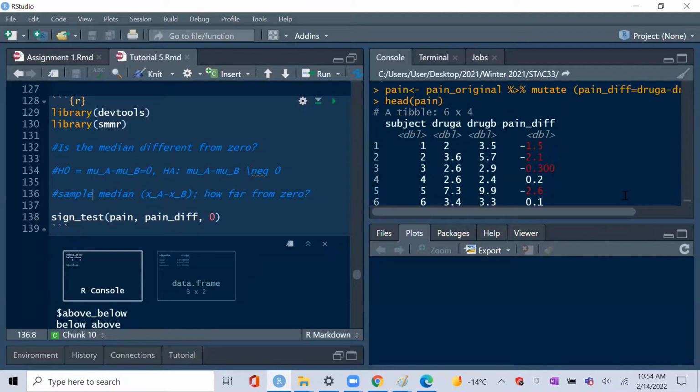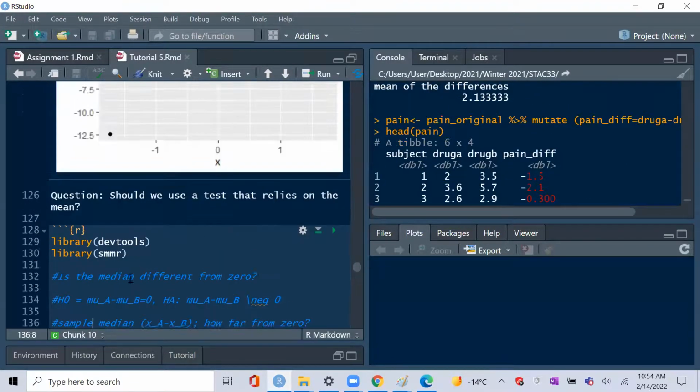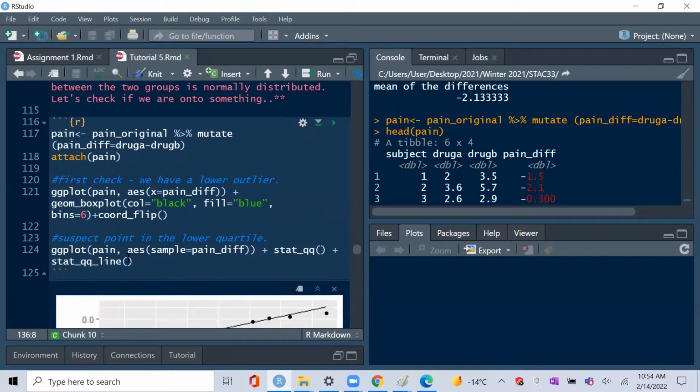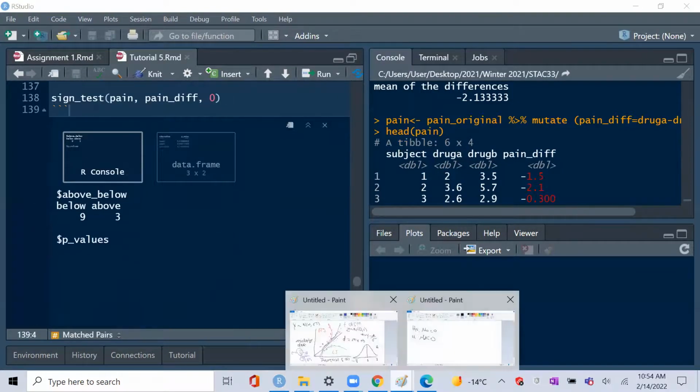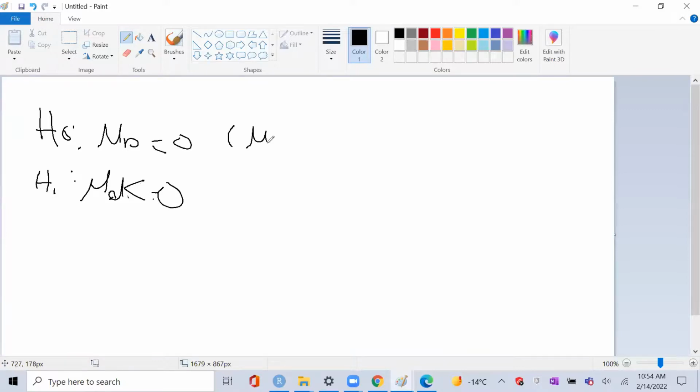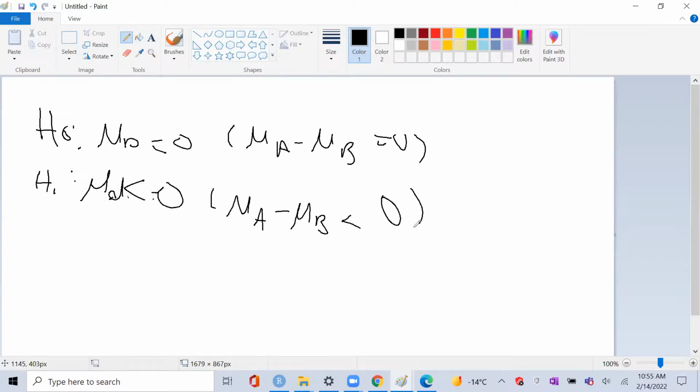You can see that it's negative, and all I did was take the difference of A minus B, right? So drug A minus drug B. Because it's negative, what it's insinuating is that drug B was better, because on average they have more hours of pain relief from drug B. So I'm going to assume that the difference between drug A and drug B, which is mu A minus mu B, is equal to 0, versus the following: that maybe drug B worked better than drug A, right?